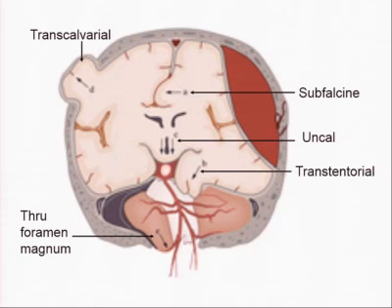So in this case, it's up here. So initially it would cause transtentorial. Subfalcine and uncal would be possibilities as well, but those weren't options. Transcalvarial is when you have a defect in the skull and your brain kind of pushes out through it.